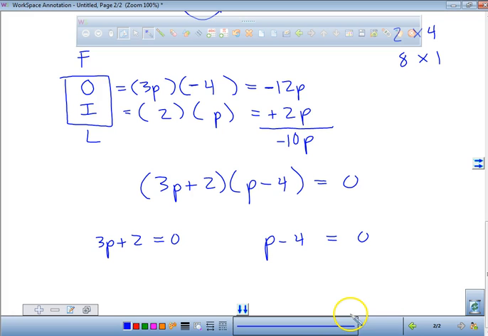Which one's the easy one to solve for? The left or the right? The right. What number minus 4 is 0? 4. So that's one of our solutions. The number 4 is one of our solutions.